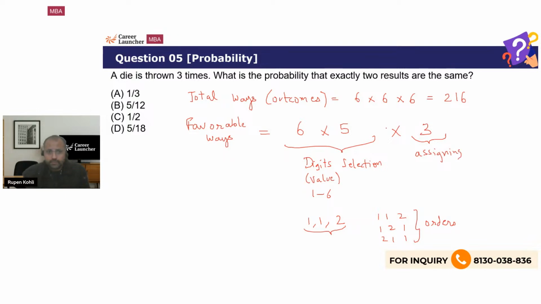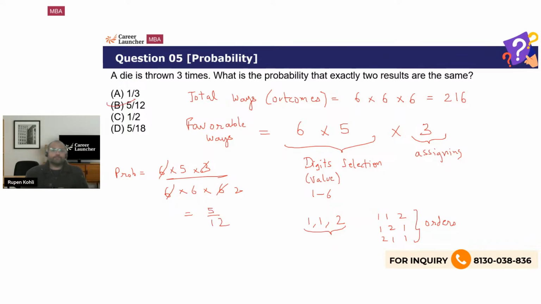So that's your favorable ways, that's your total ways. Divide them, that is your required probability. So probability is 6 into 5 into 3 over 6 into 6 into 6. 6 goes, 3 goes, 5 over 12. There goes your answer, option B.